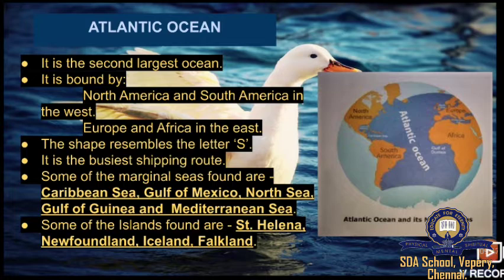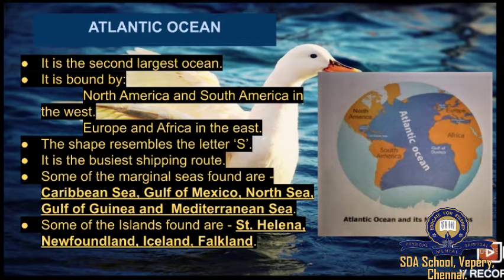This Atlantic Ocean is the busiest shipping route. So it's where ships go and come most often. So the marginal seas found in this Atlantic Ocean are the Caribbean Sea, Gulf of Mexico, North Sea, Gulf of Guinea, and Mediterranean Sea. So here also we have 5 marginal seas.